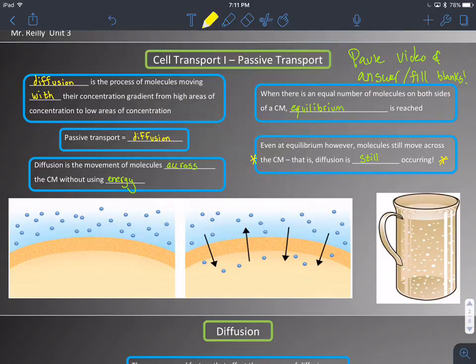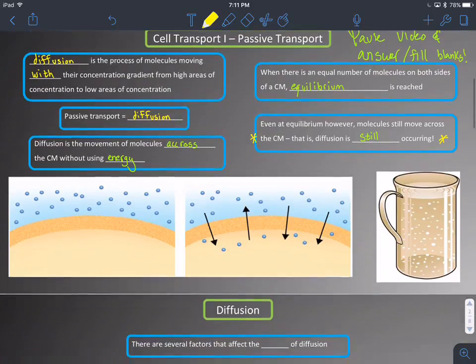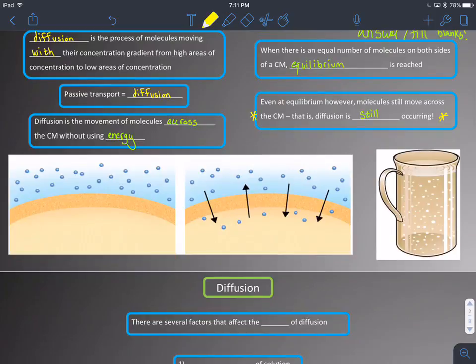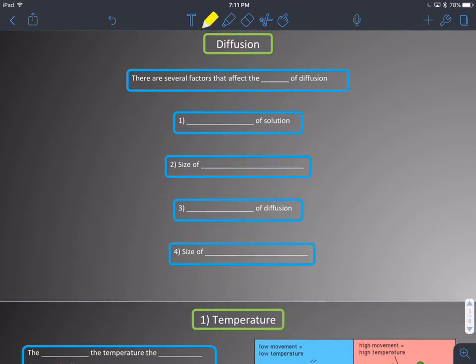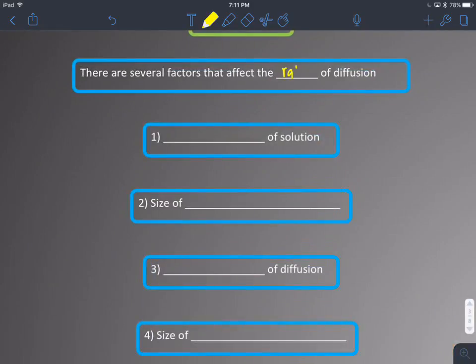Okay, great. So again, you guys should know pretty much all of that there. And what we're going to be moving on to now is new material. Okay, so there are several factors that affect the rate of diffusion. And if you guys remember, the word rate, it basically means speed. How fast is diffusion occurring?